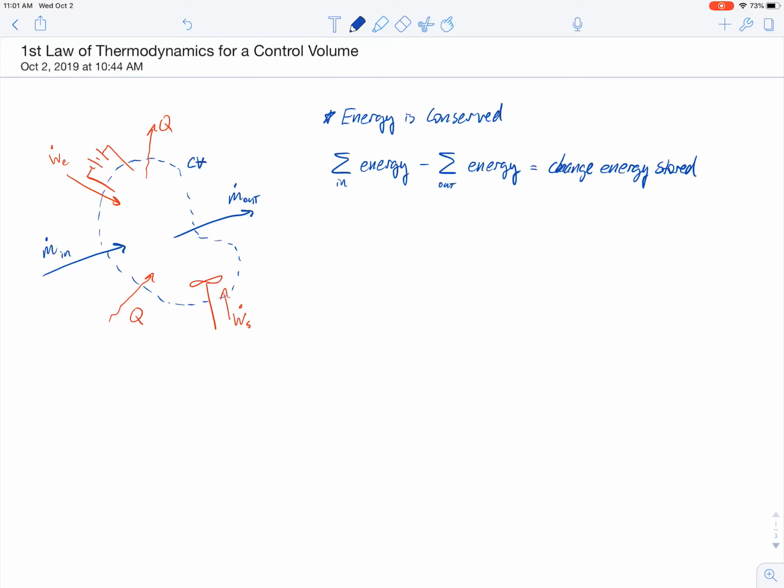Okay, let's get a little bit more mathematical here, and let's write this in terms of a time rate. So here will be the sum. Now, energy, I'm talking about my extensive property and the rate of it, so there's capital E dot. There's the rate of energy entering my control volume, here's the rate of energy leaving my control volume, and that must balance with the time rate of change of the energy stored inside my control volume.